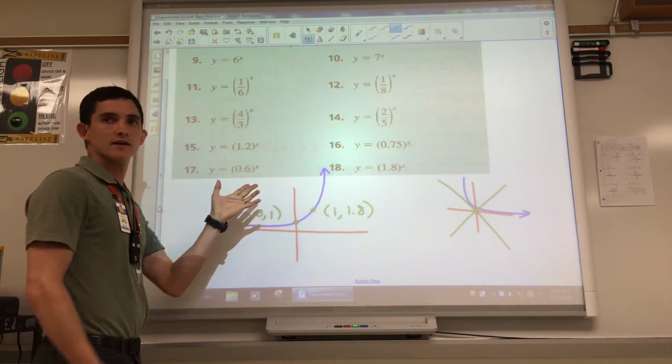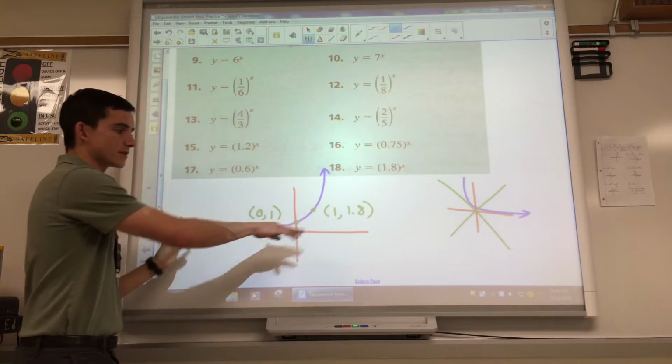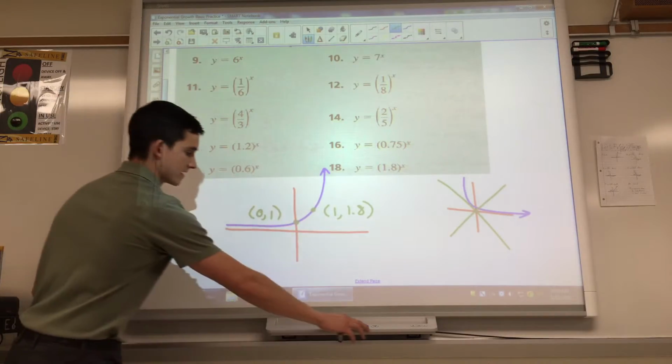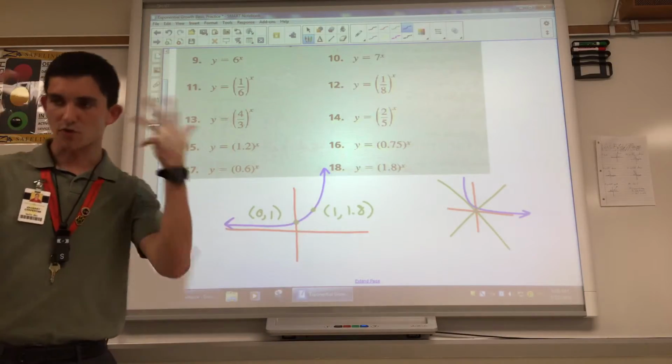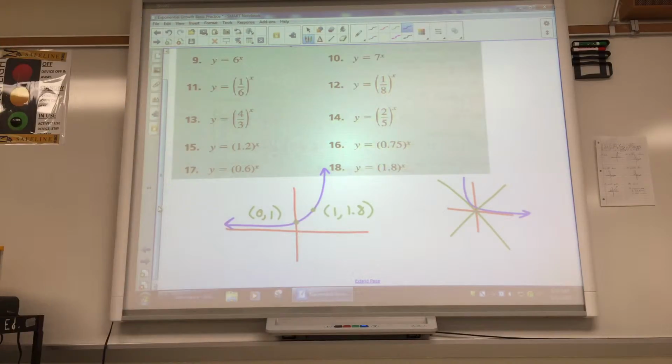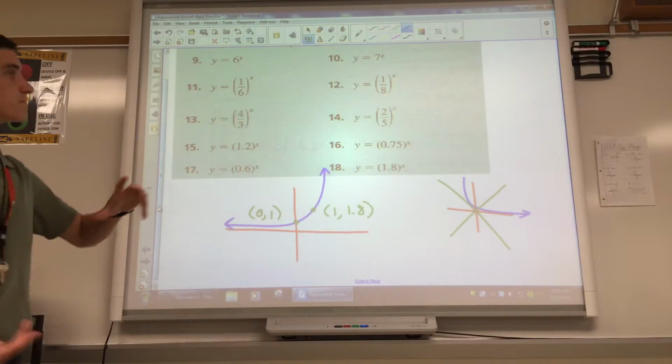Does that make sense? So that's all you need for this graph. That's all I'm looking for. All right. Make sure you don't cross over the x-axis, showing that you know there's an asymptote there. Any questions on the graphing, or whether it's exponential growth or decay? Good on those? All right.